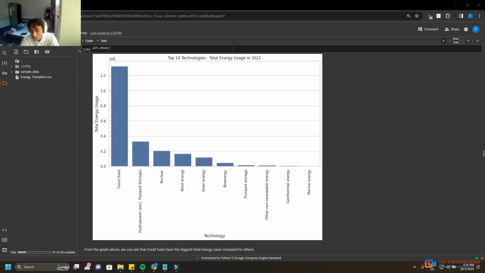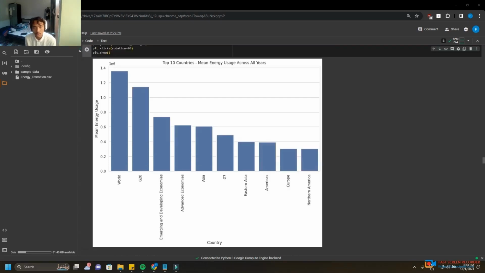It shows that fossil fuels still dominate the energy sector, followed by hydropower and nuclear energy. Renewable energy sources like wind and solar energy are also represented, but their usage is significantly less than fossil fuels. This highlights the ongoing challenge of transitioning to renewable energy sources and the importance of continued research and development in this area. For the last visualization, top 10 countries' mean energy usage across all years.